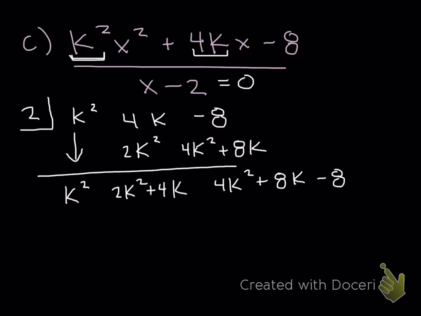And the whole purpose of doing these problems is to be able to identify what is in our remainder. So this value right here represents our remainder because that's the last value of the problem. So our remainder would be 4k squared plus 8k minus 8. So again, take a moment, pause the video. I would like you to try letter D. Letter D is just like letter C.